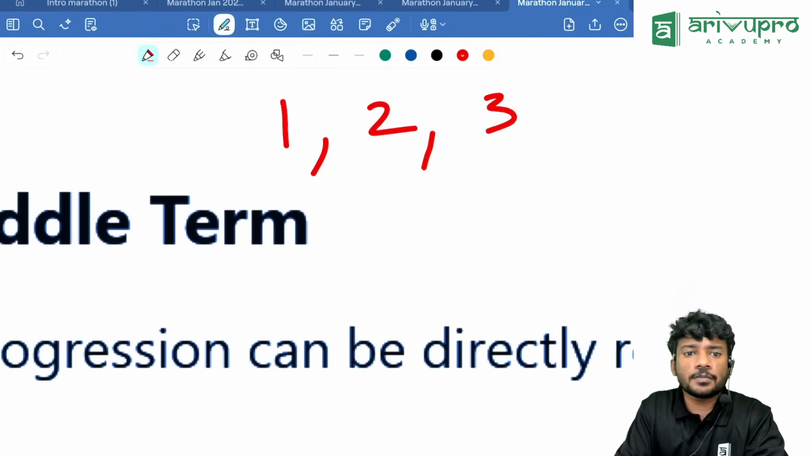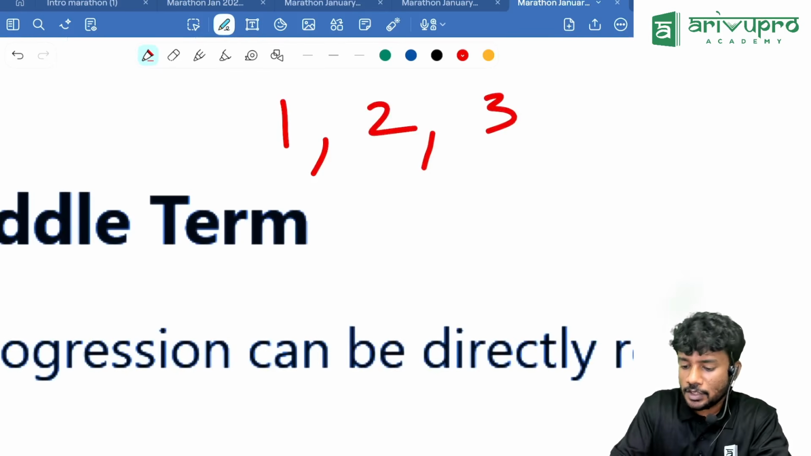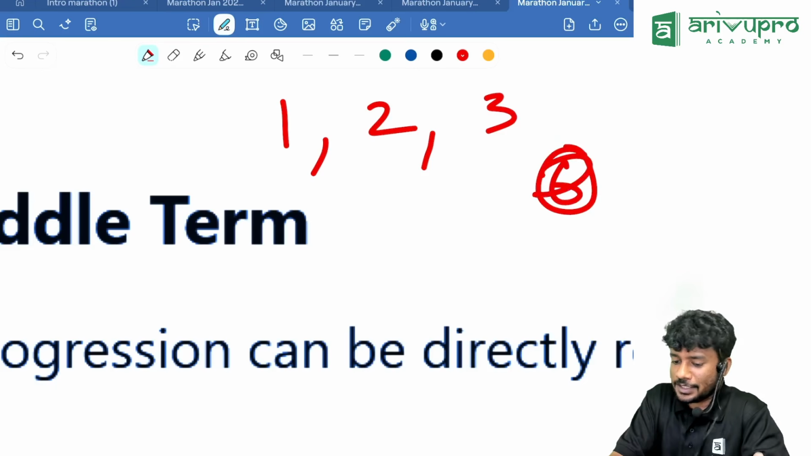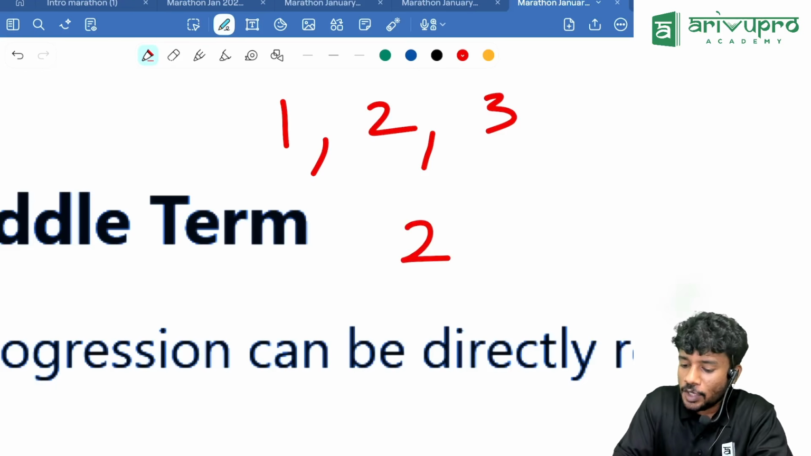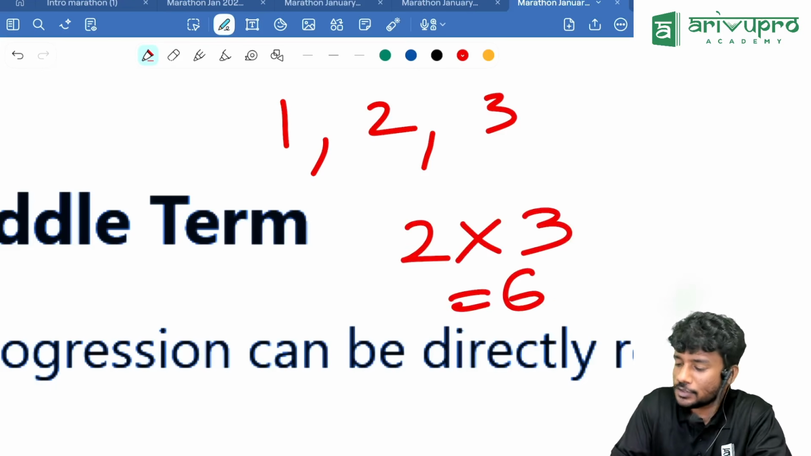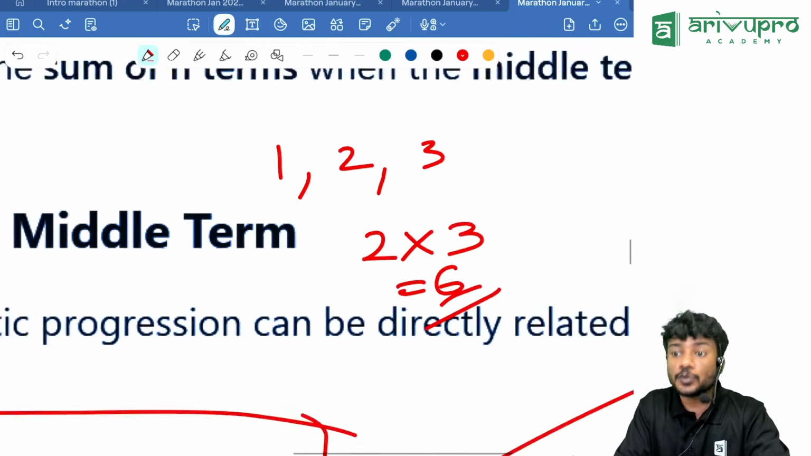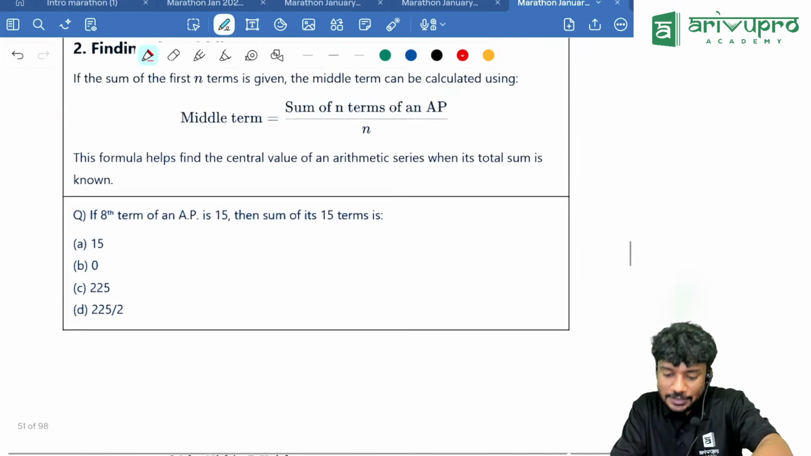What is the total sum of the terms here? Sum is how much? 6. Correct? We know that it is 6. Middle term is how much? 2. How many terms are there? 3. That is also 6, right? Yes. So that logic can be used in certain questions.